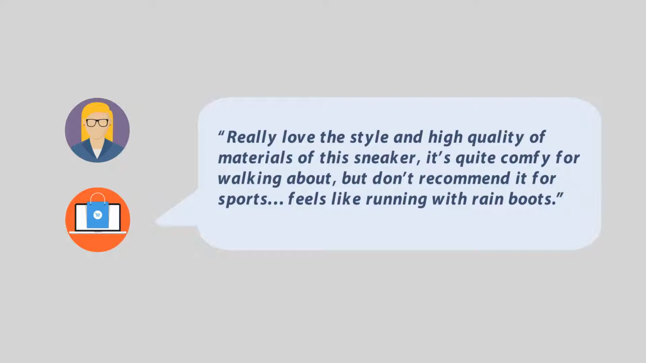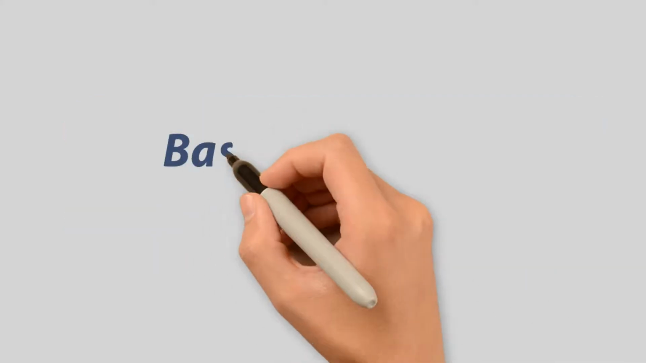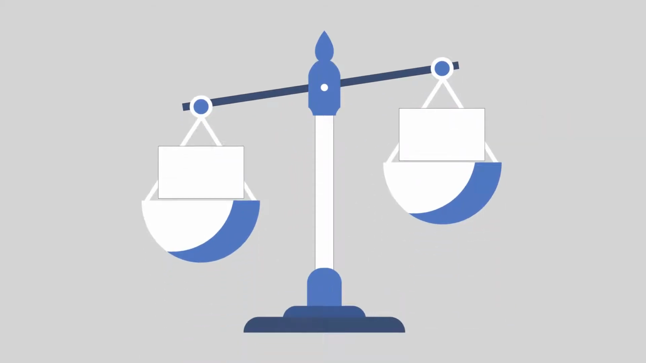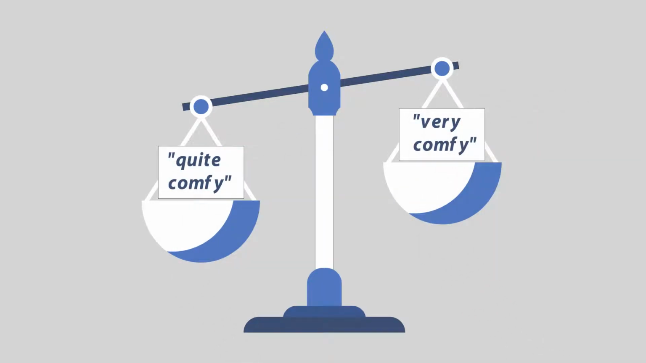To demonstrate how computing with words unveils information with imprecise expressions, such as quite comfy and feels like running with rain boots, we will start with some basic concepts. Words are a matter of degree. For example, the line between quite comfy and very comfy is not absolute, but rather arbitrary.